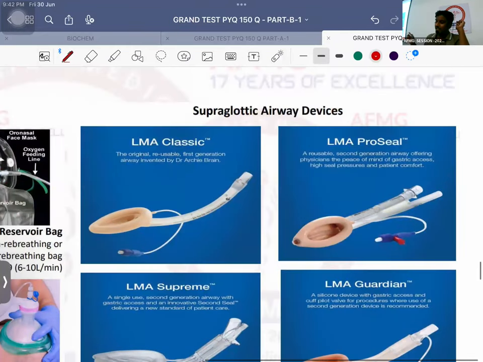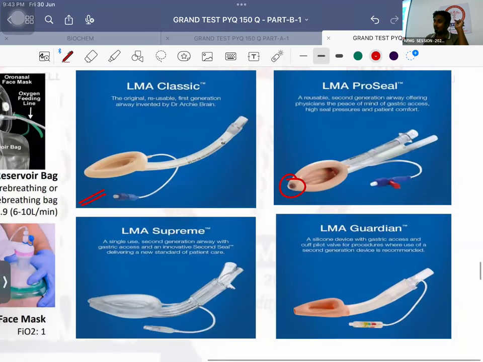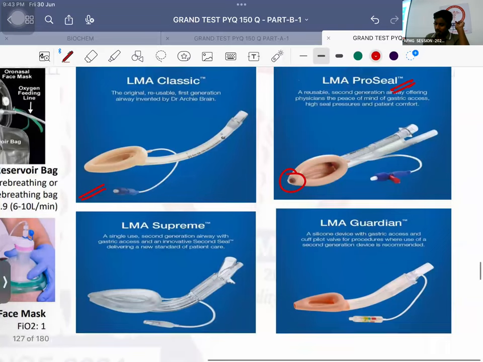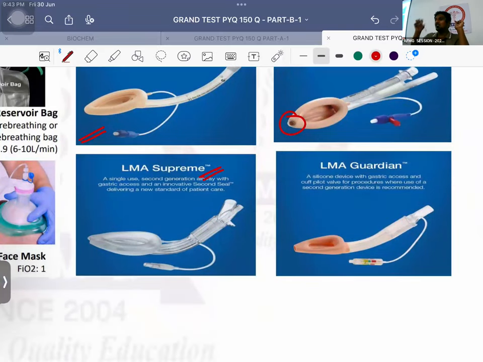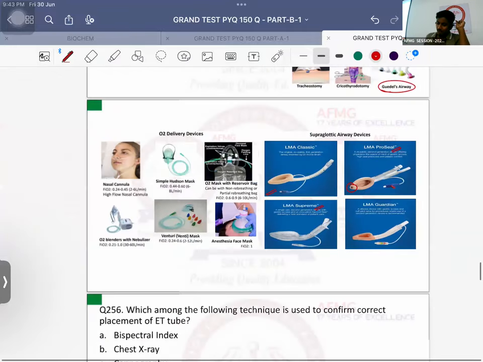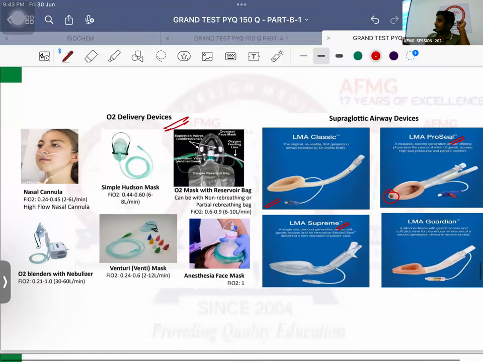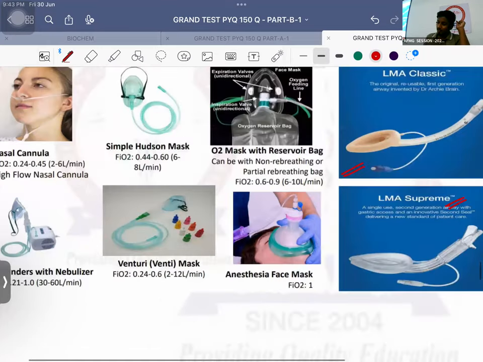Okay? Ye LMAs hai. If intubation fails, you can try for LMA also. This is the LMA classic. If yaha pe opening dikhti hai, toh it is a LMA proseal. Okay. If it has jet inside it, it is a LMA supreme usually. Theek hai? These are the oxygen delivery devices. Yeh sab snaps mein ye question pucha ja chuka hai.